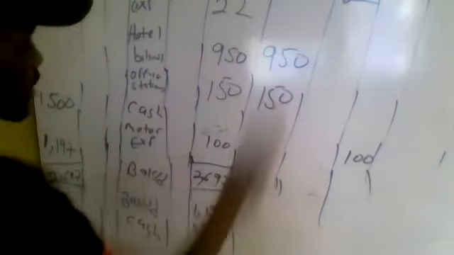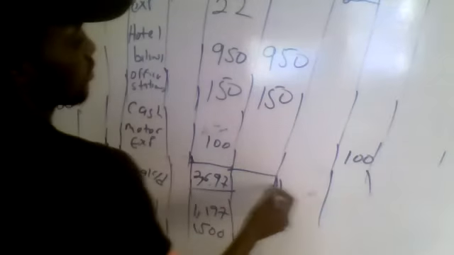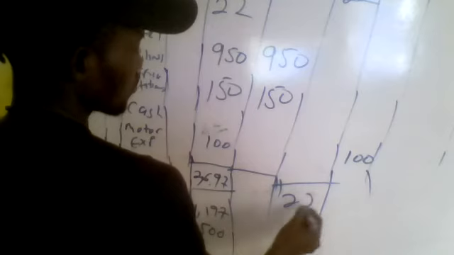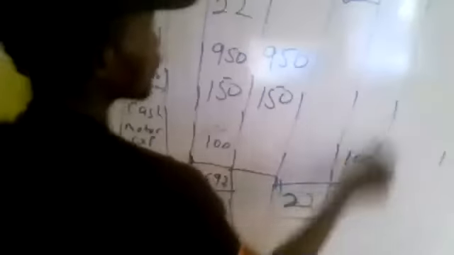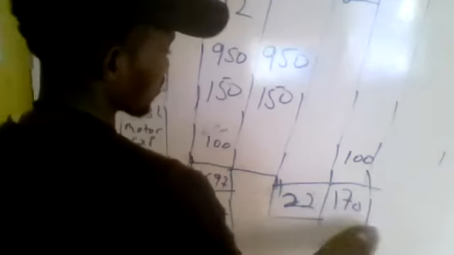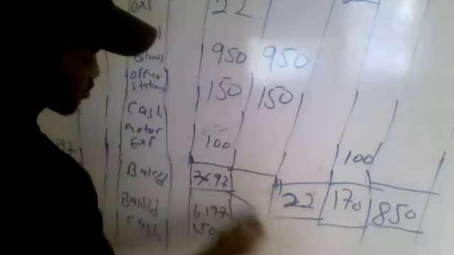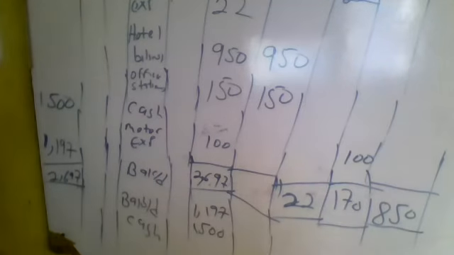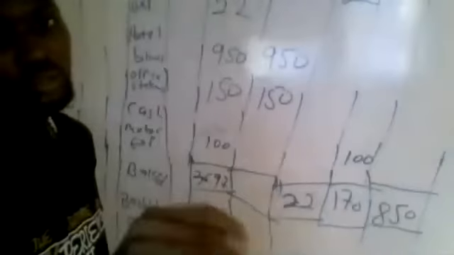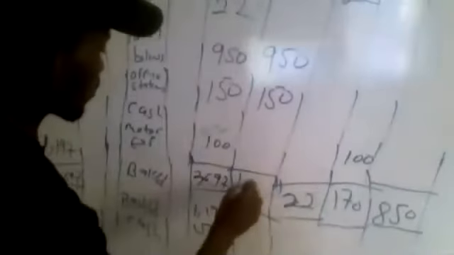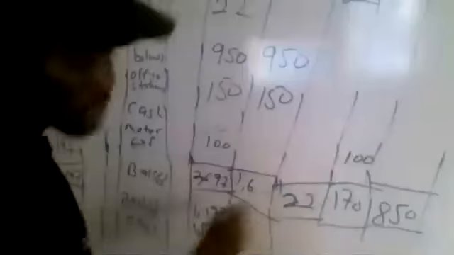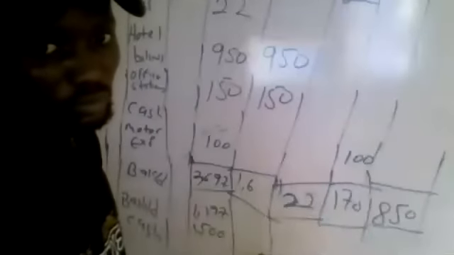So now we close all these accounts. How much is this? This is 22, this is 100, and this is 170, right? This is 850. How much is the office expenses? 1,000. 1,655 naira. 1,600 and what? 55 naira. 665.